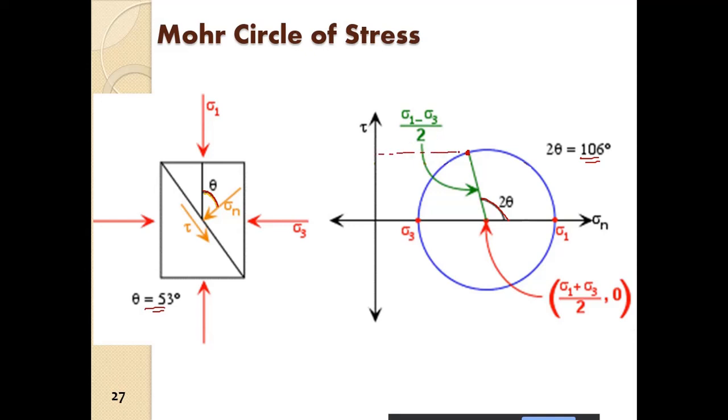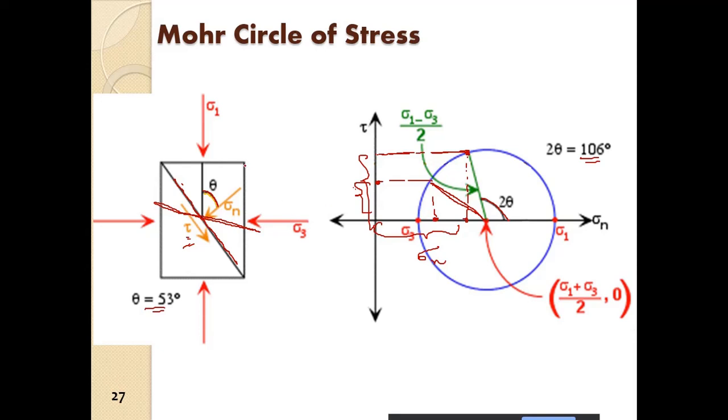This is the shear stress, tau, acting on this plane, and this is the value of the normal stress acting on this plane. If we consider another plane, we have to increase the angle of inclination up to this one. Here, this is the shear stress and this is the normal stress.